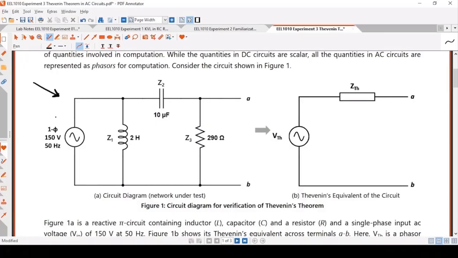So this is the kind of circuit that we gave you in lab. There is L, C and R, and we said find the Thevenin equivalent across these two terminals AB. Okay? So we know that the equivalent Thevenin circuit would look something like that. It should have an equivalent impedance and VTH, right? And VTH should be what? It should be simply the open circuit voltage.